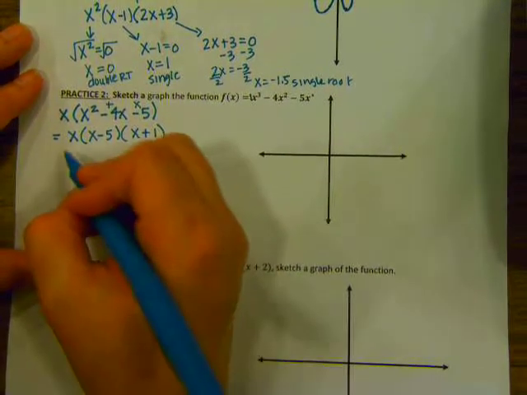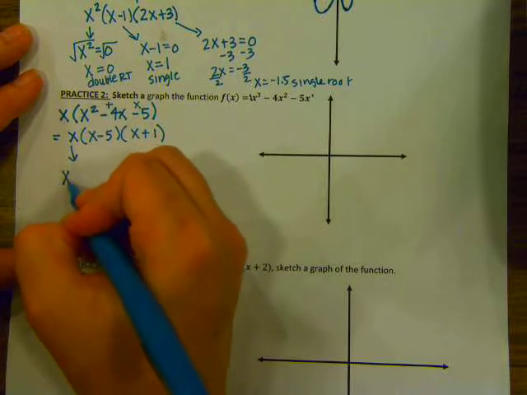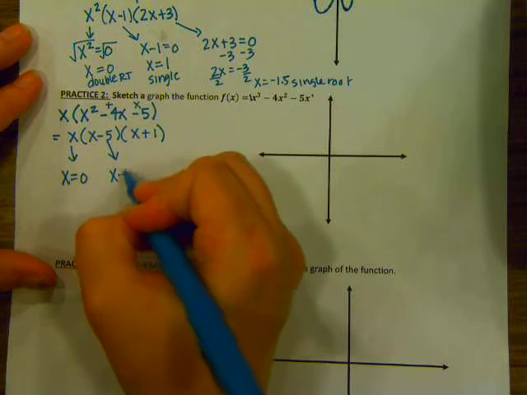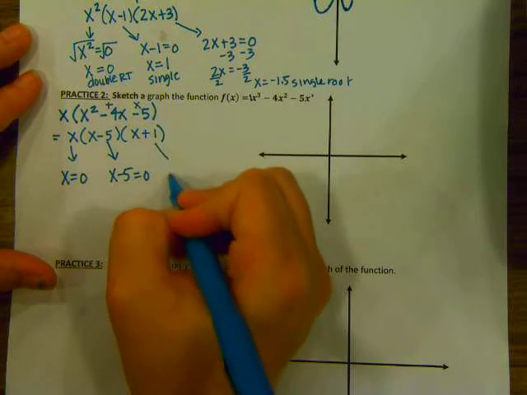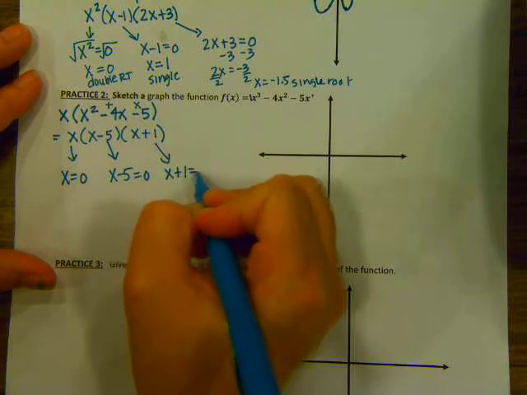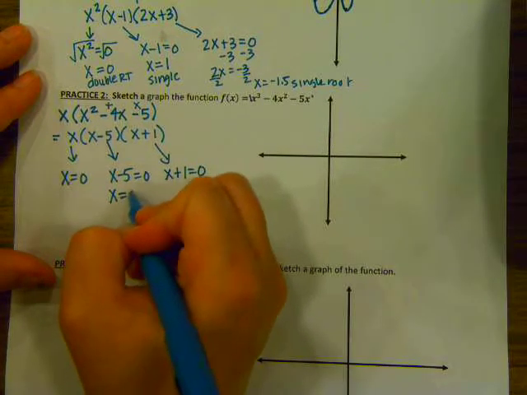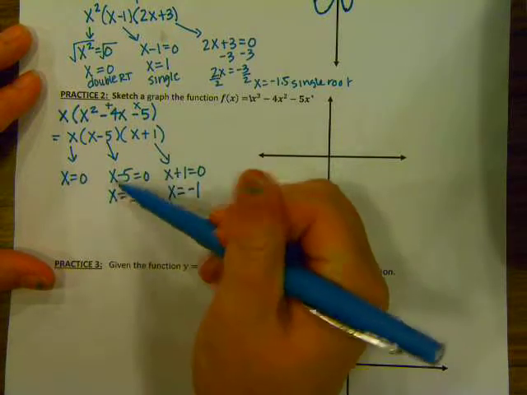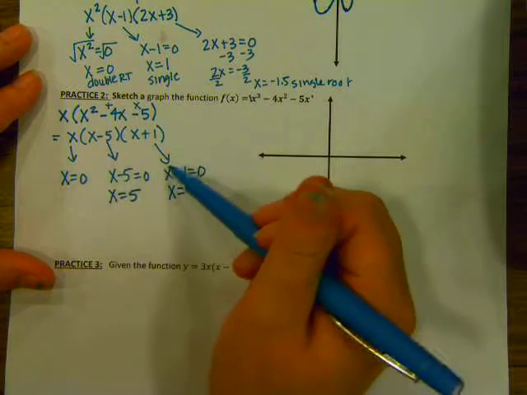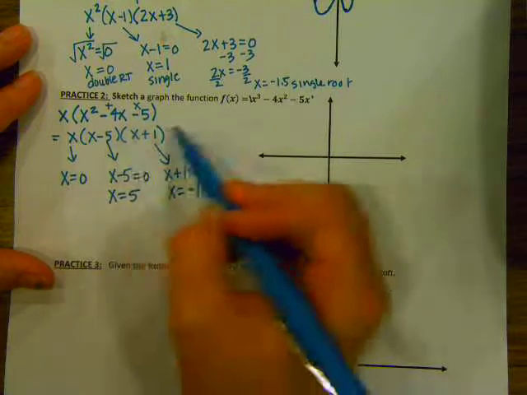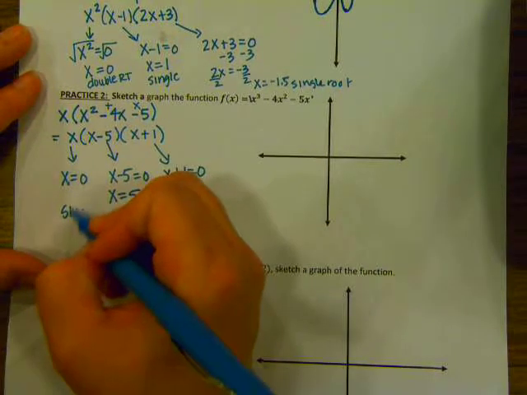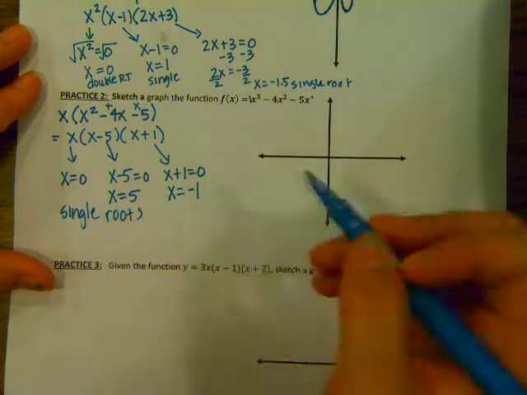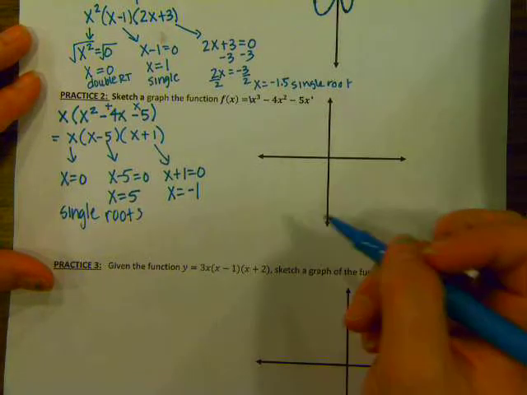Now from here, again, after you go into factored form, you set all of your factors equal to 0. So this is just going to be x equals 0, x minus 5 equals 0, and x plus 1 equals 0. When I solve this, I get x equals 5. When I solve this, I get x equals negative 1. So you can see there were no exponents here on any of the roots. So these are all going to be single roots. Which means when I go through them, guys, I'm just going to go through them. I'm not going to bounce. I'm not going to do the weird curve thing.